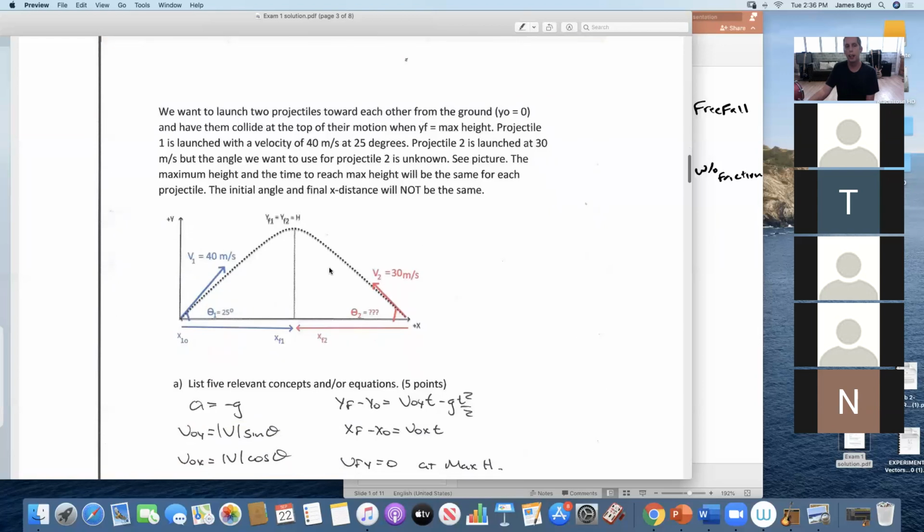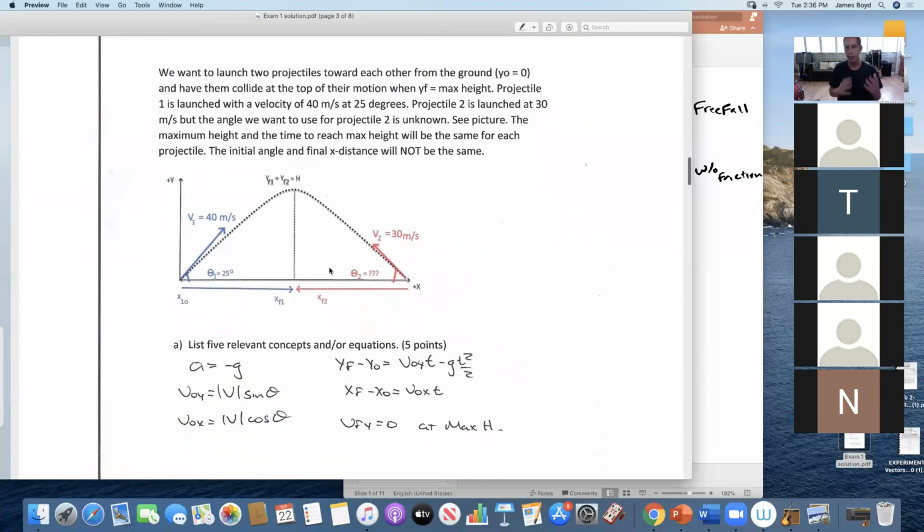It's something that when I gave this test, the students hadn't seen a problem like this. But it's not hard. It's actually not much more difficult than a normal problem. So 5 concepts here. a is equal to minus g in the y hat direction, it really should say. v naught of y is v sine. v naught of x is v cos. v final of y is 0 at max height. Any of these that you want to write down. Give me 3 to 5.